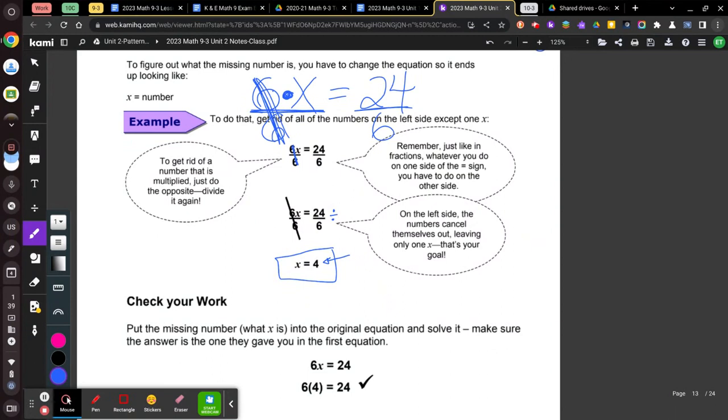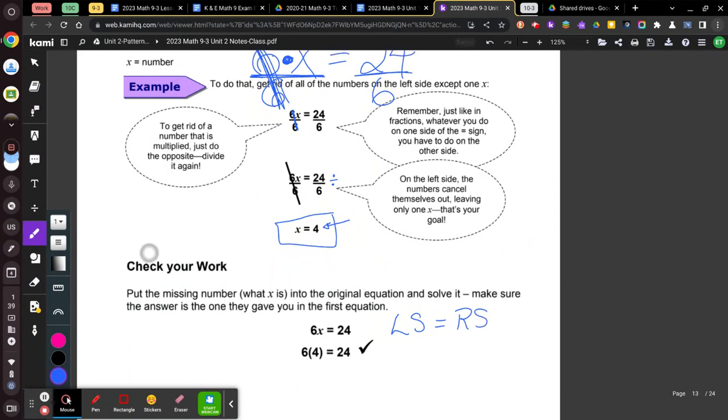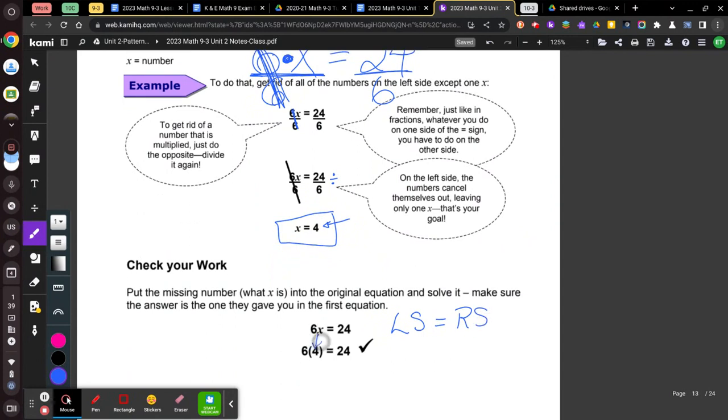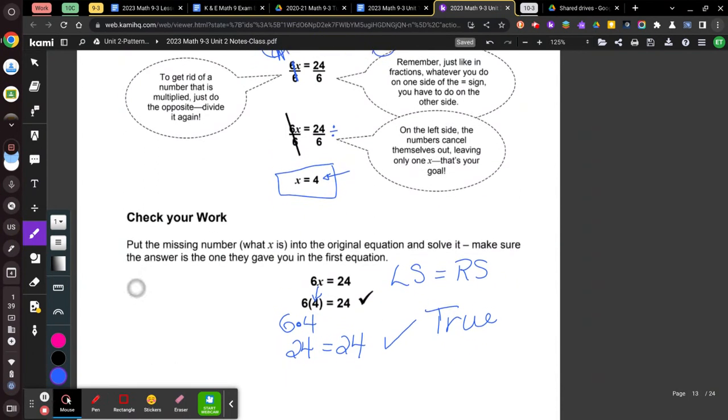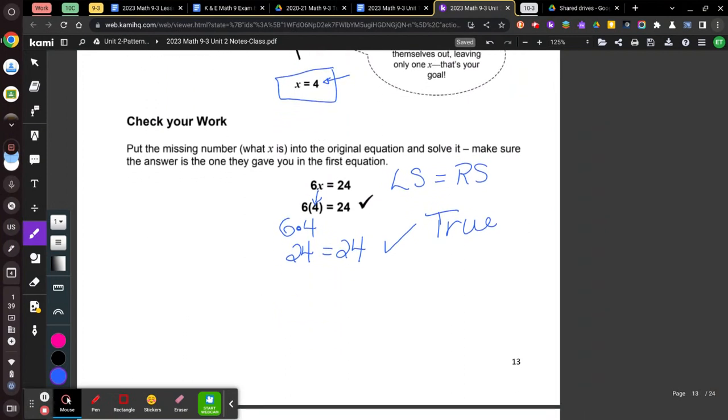And again, I check my work. Does my left side equal my right side when I put my answer back in? So here's my x. I got a 4 for x. If I put it in there, side by side means timesing. So this means 6 timesing 4. I get 24 equals 24. It is true. Okay, it's a true statement. So when they sit side by side, it means multiplying. So that is the third type of one-step equation.